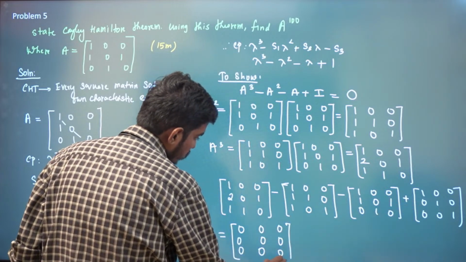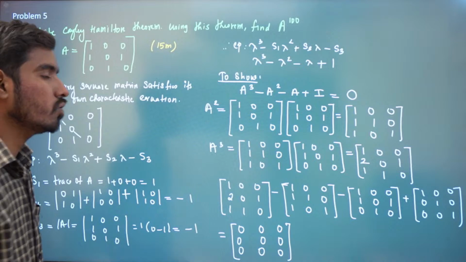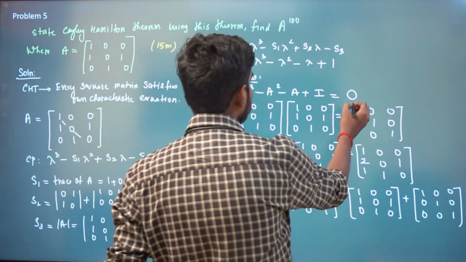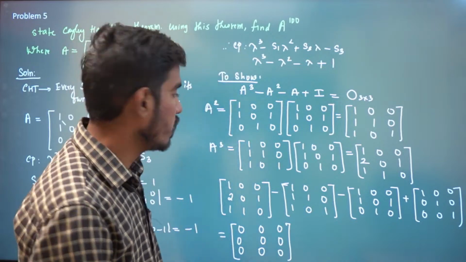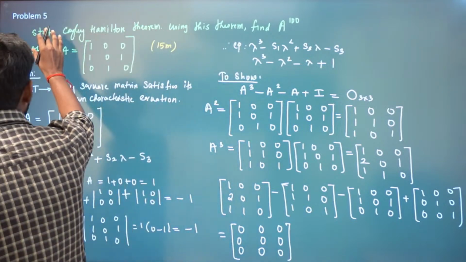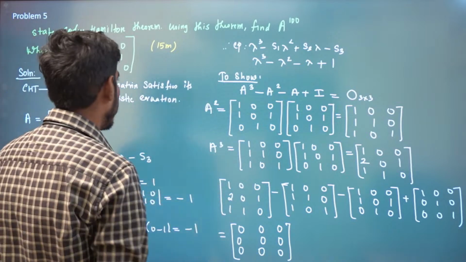So you can see that every square matrix satisfies its own characteristic equation. This is a zero matrix of order 3 cross 3. It satisfies means it is the zero matrix. Okay, so that is the statement of the Cayley-Hamilton theorem. Actually, we have verified it also.